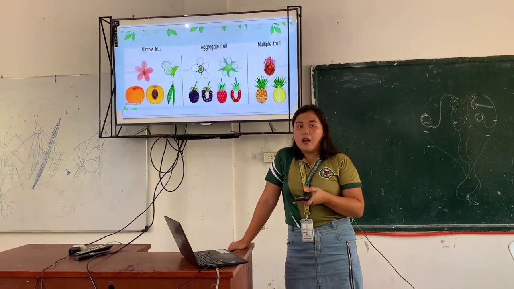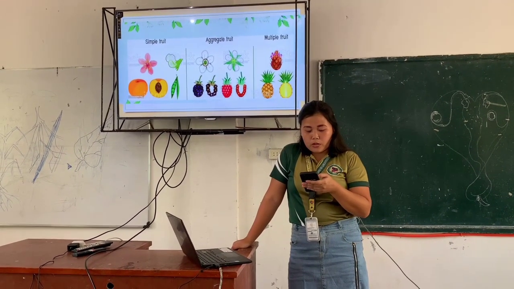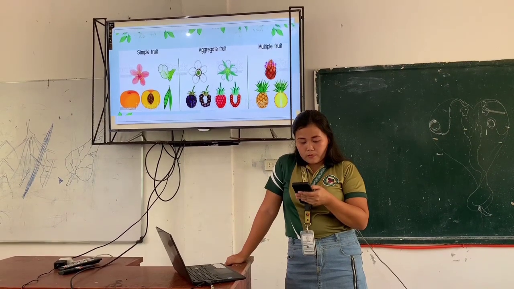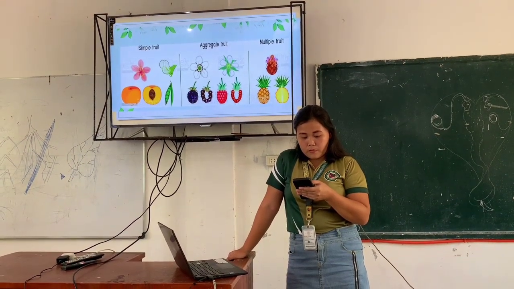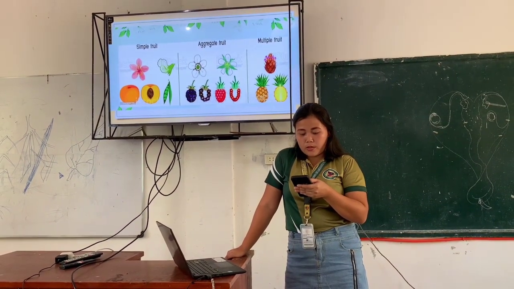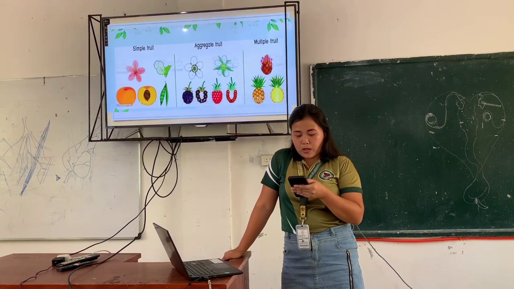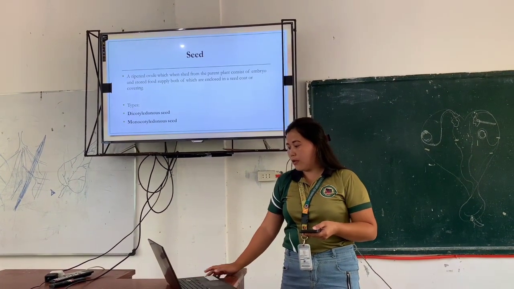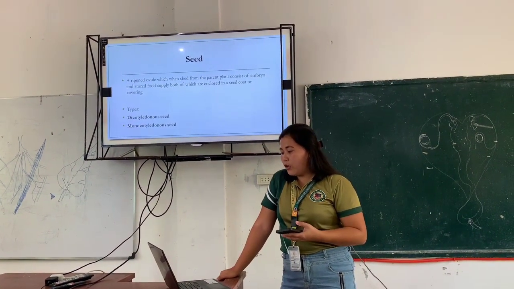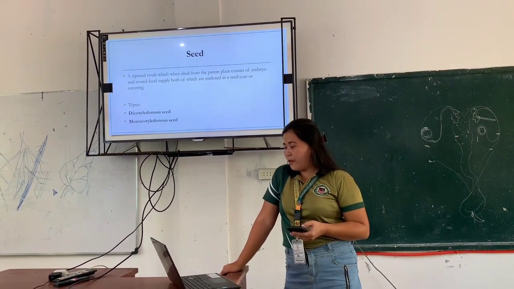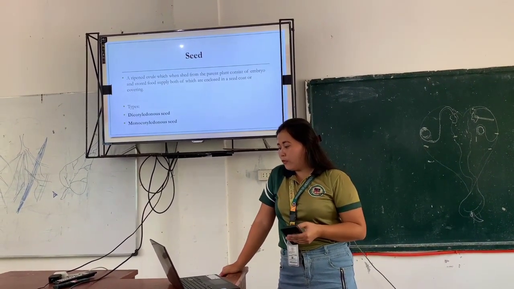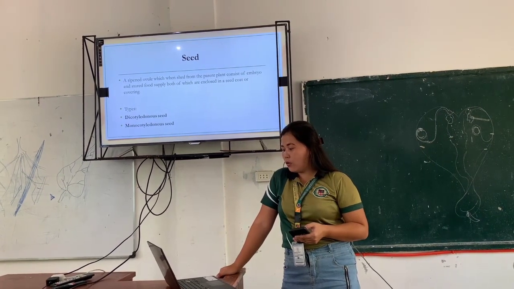Ang function sa fruits, maka-absorb siya sa water and minerals, storing foods, protecting the growing seeds, helping the dispersal of seeds and thus in plant production. Next is seed. The ripened ovule which means seed from the parent plant consists of embryo and stored food supply, both of which are enclosed in seed coat or membrane.